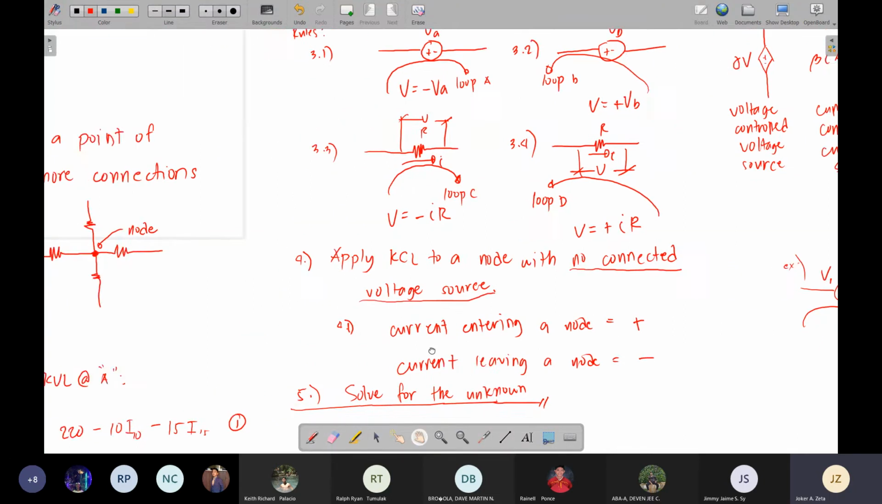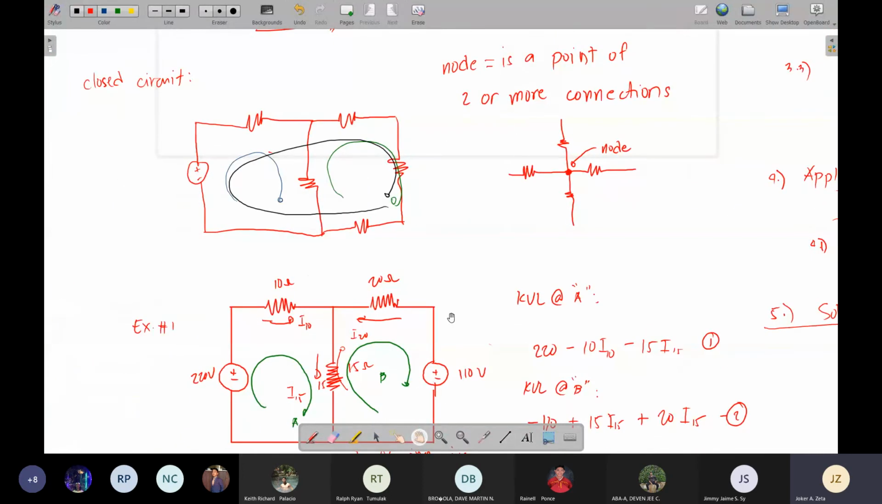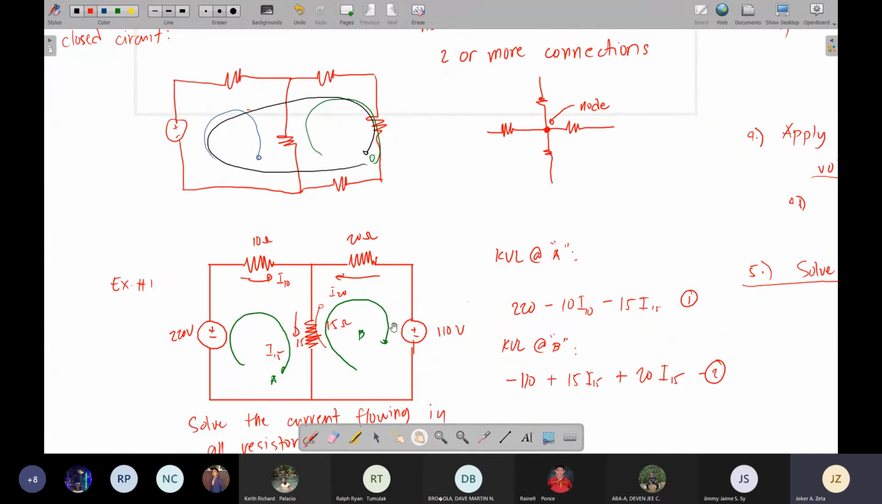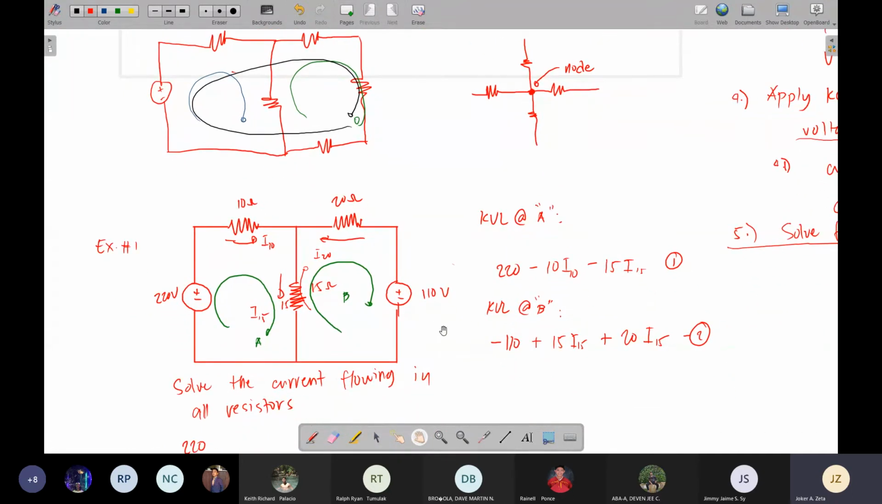Okay? So, for this one, where is the part that has no voltage source? But first, how many nodes are there? Now, in our example, how many nodes are present in our circuit? How many nodes are there in our circuit? This circuit, this example, okay? How many nodes are there in this circuit?